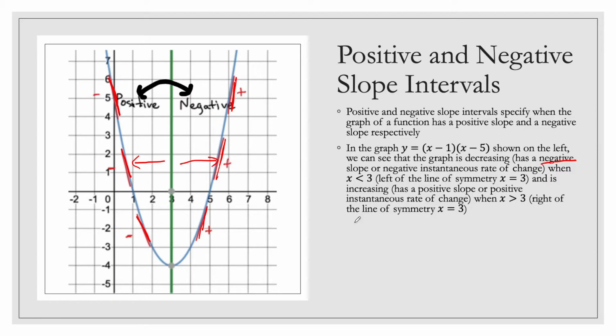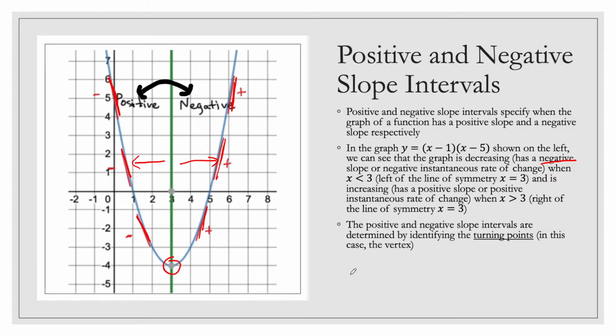So we can see here that the line of symmetry splits the graph into positive slope intervals and negative slope intervals. In general, the positive and negative slope intervals are determined by identifying the turning points. And in this case, the turning point is simply the vertex over here at (3, -4). We should also note that the x-coordinate of the vertex is x = 3, which is also the midpoint of the two zeros, 1 and 5.